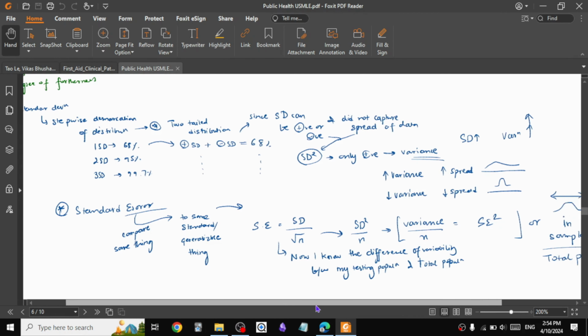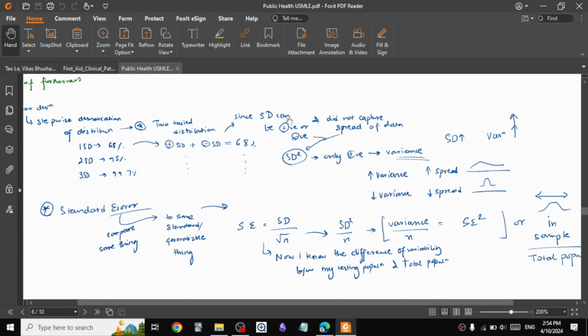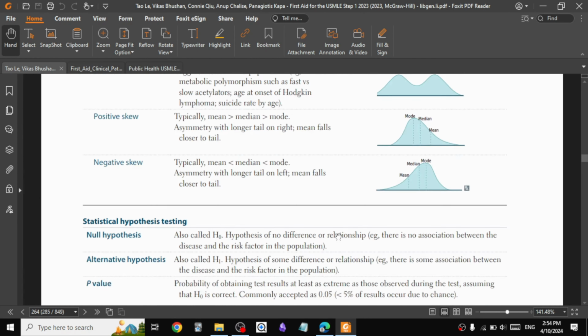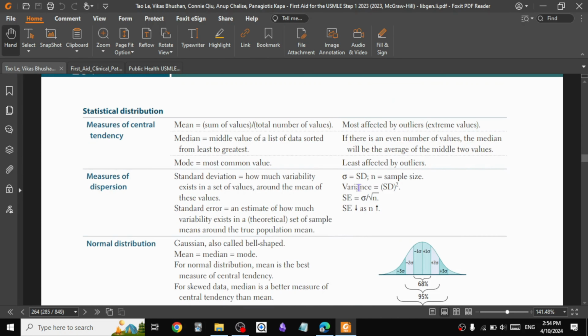Since standard deviation can be positive or negative, and it does not capture the spread of the data, we came up with squaring the thing. If I square a negative value, it turns into a positive value, right? So if I square the SD values, all the values will be positive now, and that's what the variance is. You don't have to remember this formula anymore, you just have to make sense of it. Variance is equal to standard deviation squared.